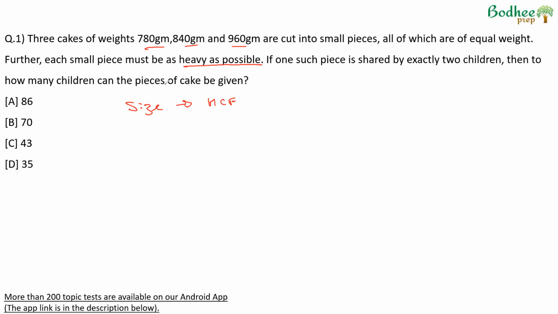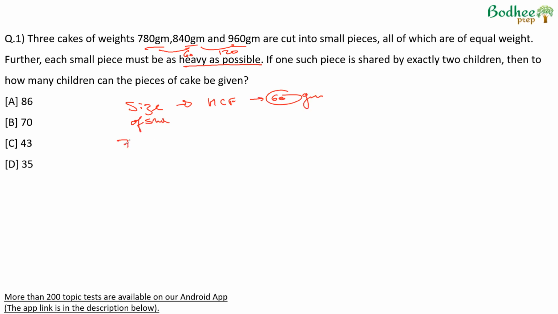If one piece is shared by exactly 2 children, then how many children can the pieces of cake be given? If we look at the HCF of these three numbers, we take the difference between 780 and 840, which is 60. The difference here is 120. The HCF of 60 and 120 is 60. So the HCF of these three numbers becomes 60. So the size of the small piece will be 60 grams.